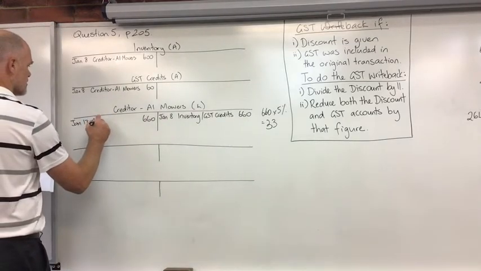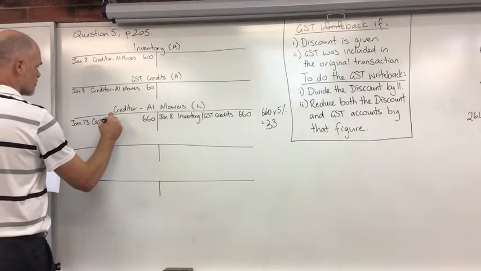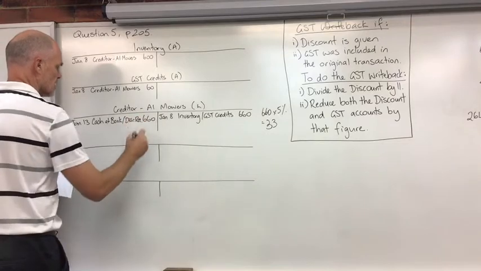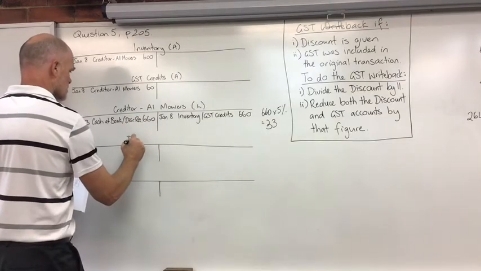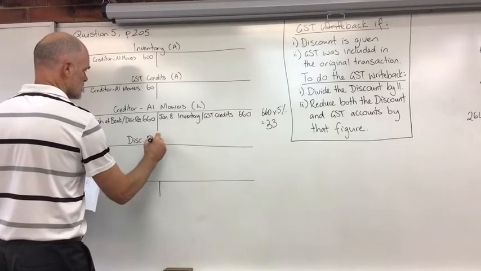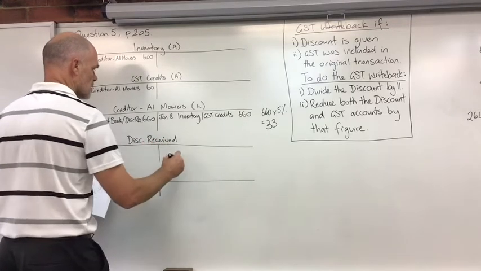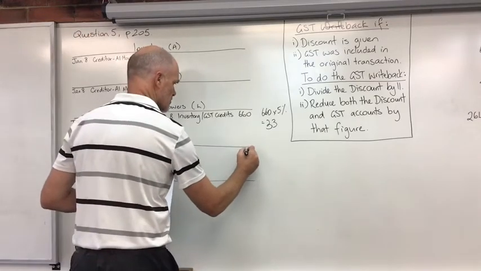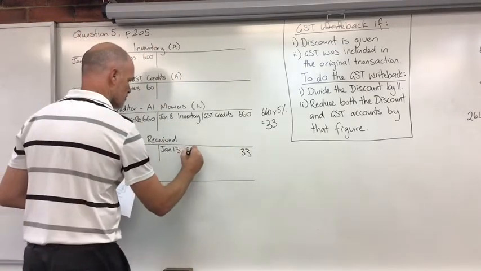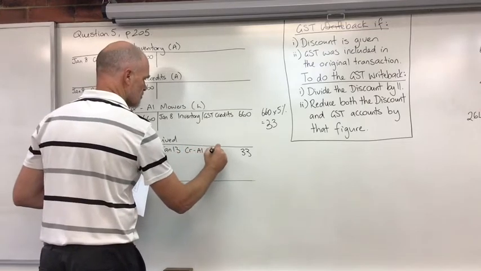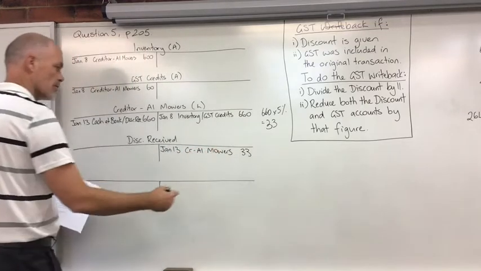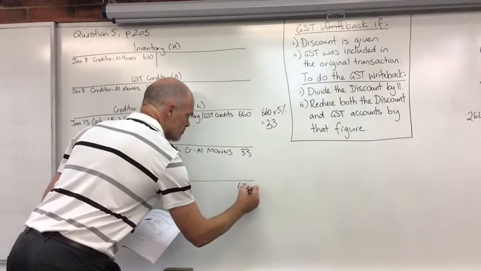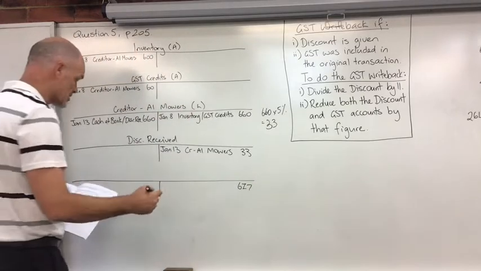So the two accounts affected are cash at bank and discount received. So we'll do our discount first because we've already calculated it. So discount received on January the 13th was $33. The cross-reference is the creditor A1 Mowers. And so that means that the remaining amount, which happens to be $627, is the cash amount that was paid.